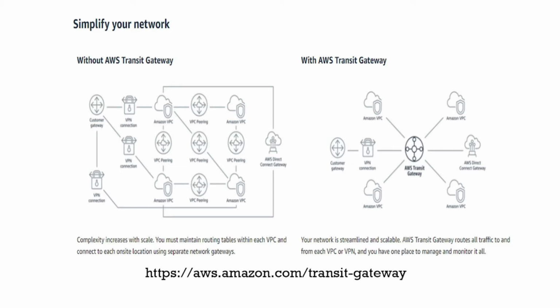A transit gateway scales elastically based on the volume of network traffic. Routing through the transit gateway operates at layer 3, where the packets are sent to a specific next hop attachment based on their destination IP address. In this diagram, on the left-hand side, you can see 1 customer gateway, 3 VPN connections, 4 VPCs, 5 VPC peerings, and 1 AWS Direct Connect gateway. And on the right-hand side, you can see the same connections using Transit Gateway. The number of VPC pairings has gone down.